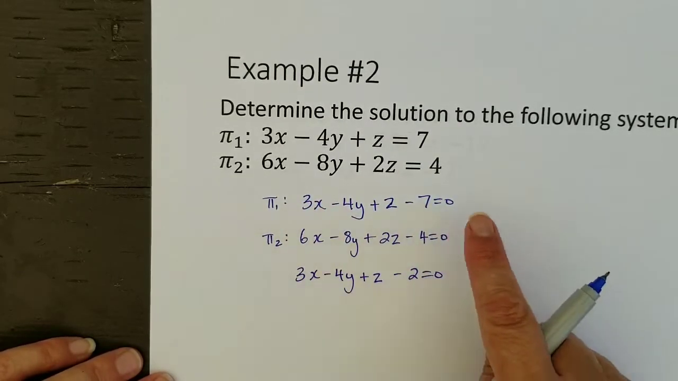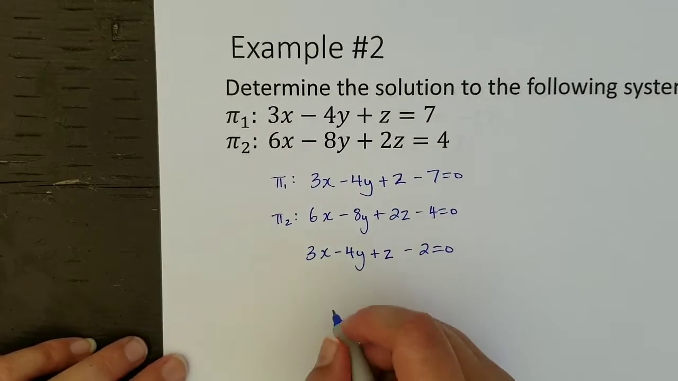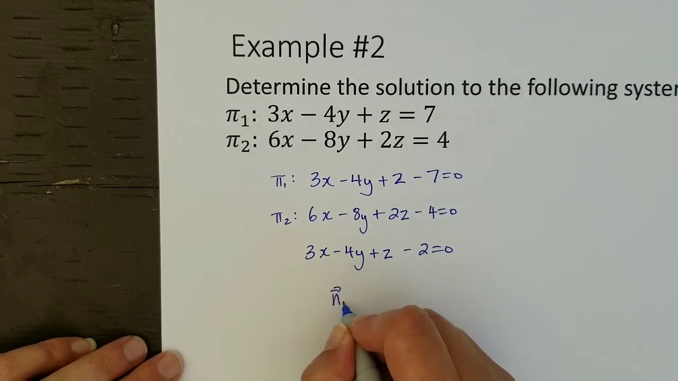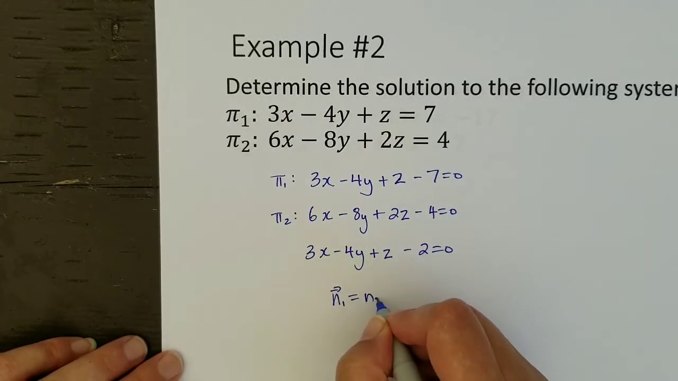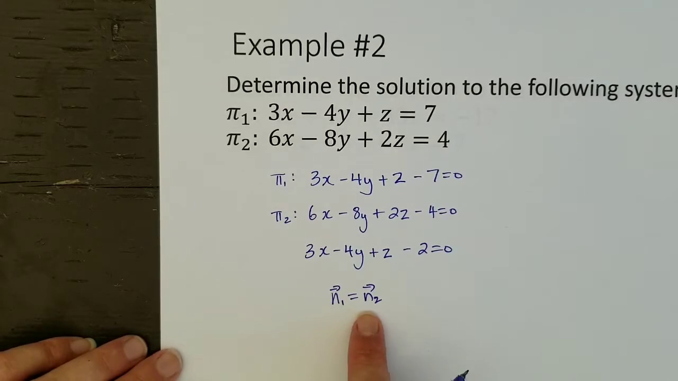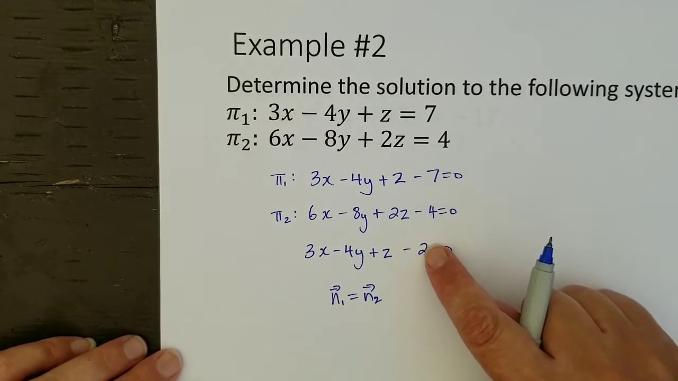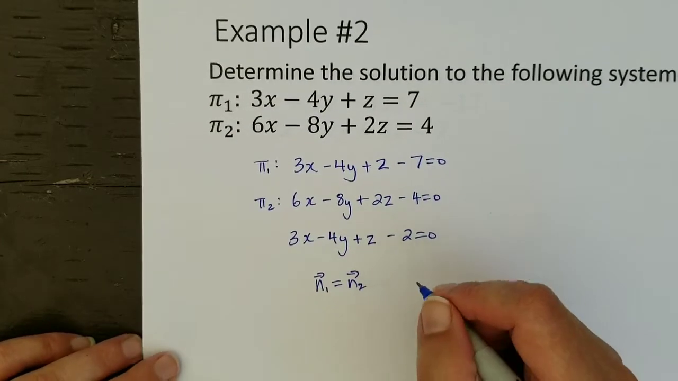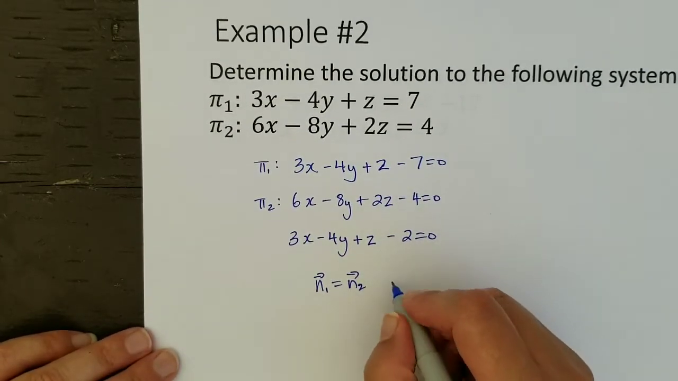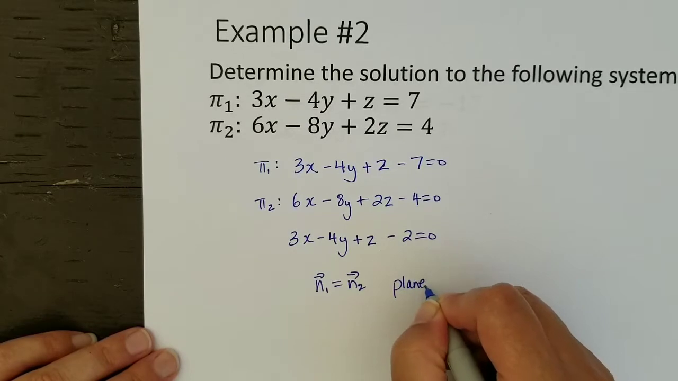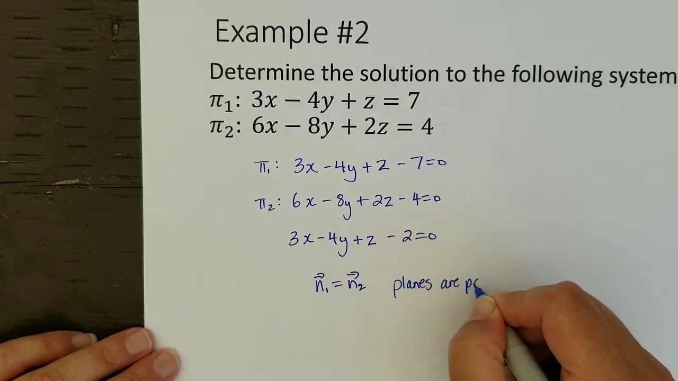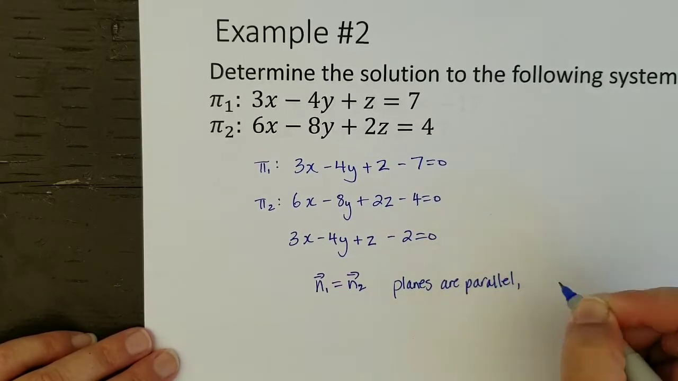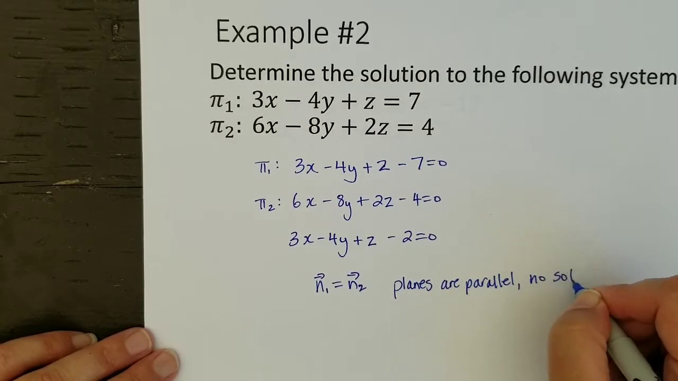So we can see that these are parallel. So we can say n1 equals n2. So we've got parallel planes, but this last piece, the minus 7 and the minus 2, are not the same. The Cartesian equations are not the same, so the planes are parallel, and we have no solutions.